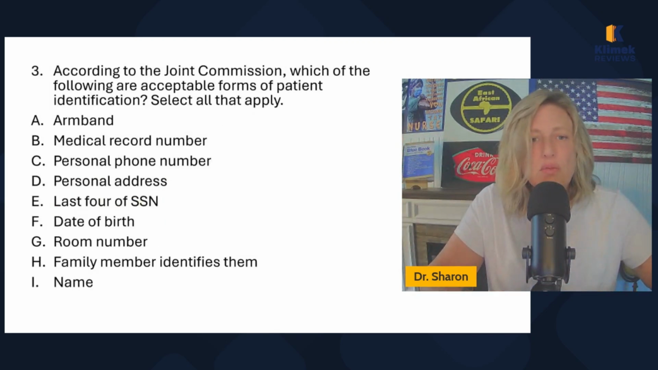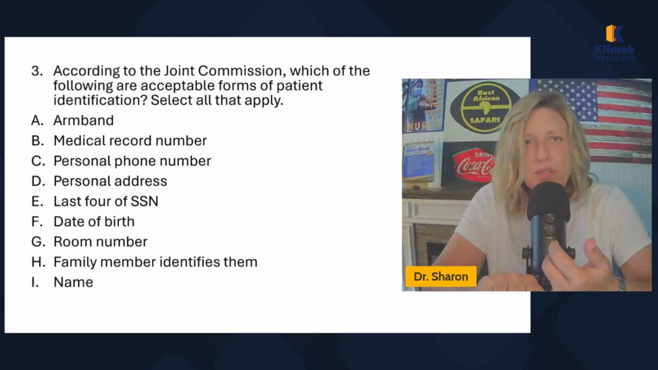According to the Joint Commission, which of the following are acceptable forms of patient identification? Select all that apply. Armband, medical record number, personal phone number, personal address, last 4 of social security number, date of birth, room number, family member identifies them, or their name. So according to the Joint Commission, name and date of birth are absolutely acceptable forms of identification. They tell you their name and date of birth.